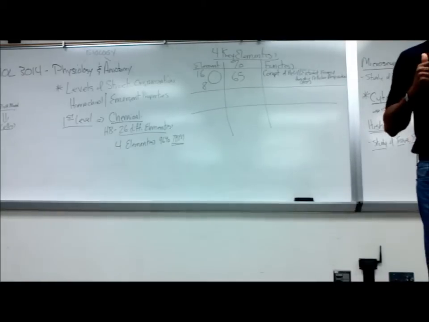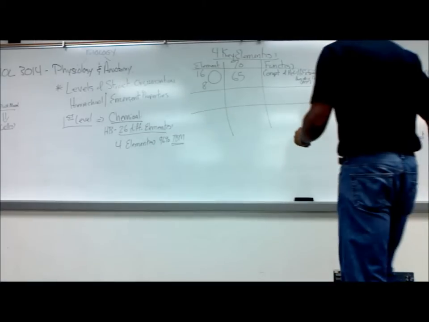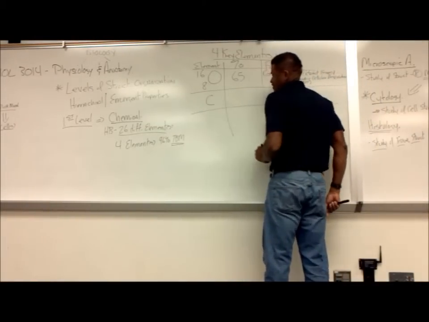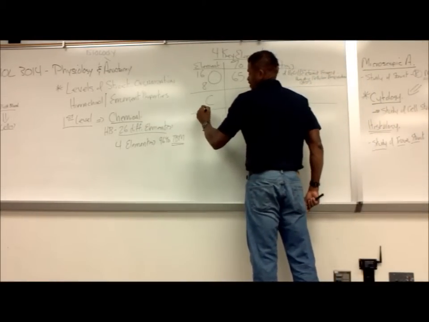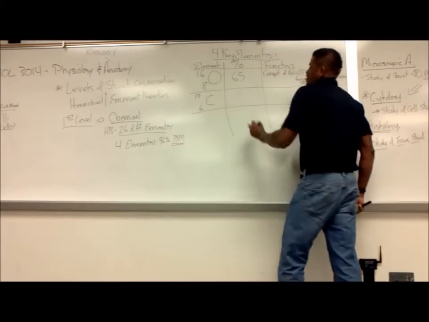Madam, right here. What's your name? Alexander. What should be the next element? Exactly. Good deal. Chemical symbol for carbon is C. Atomic number is 6. Atomic mass is 12. It makes up roughly 18.5% of the total body mass.